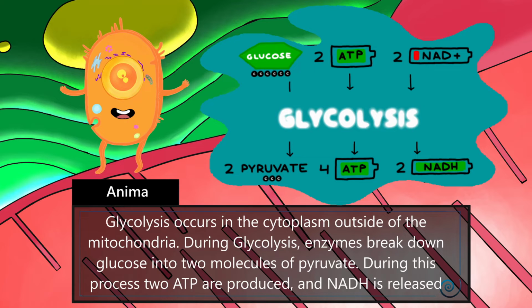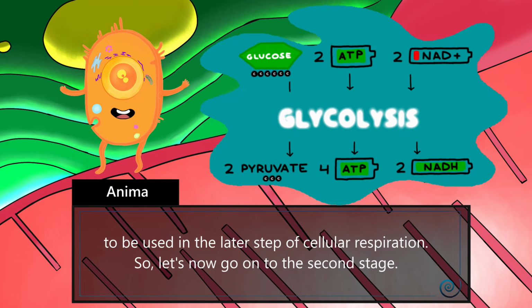During glycolysis, enzymes break down glucose into two molecules of pyruvate. During this process, 2 ATP are produced, and NADH is released to be used in the later steps of cellular respiration. So, let's now go on to the second stage.